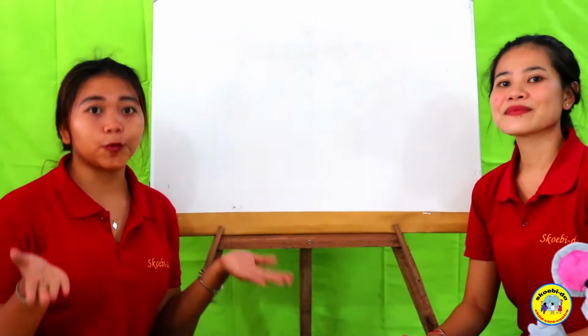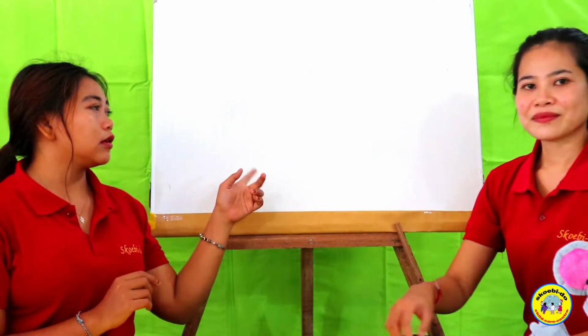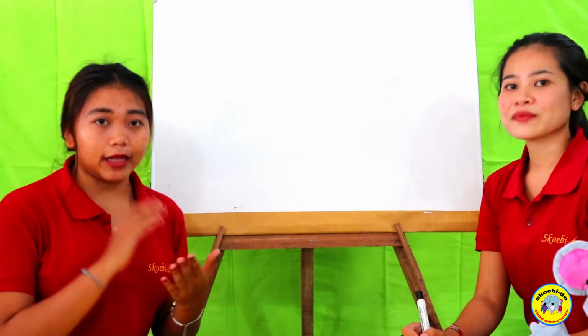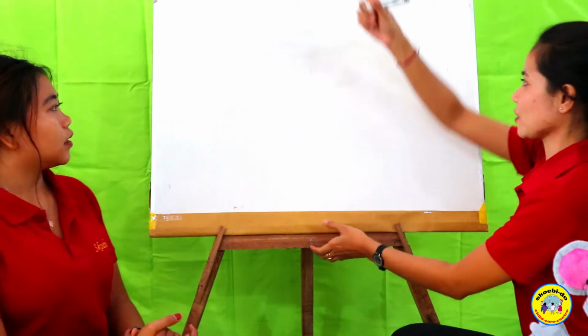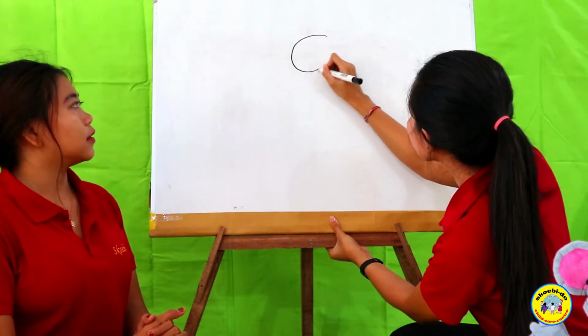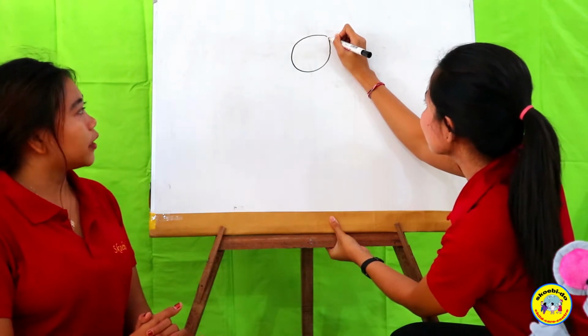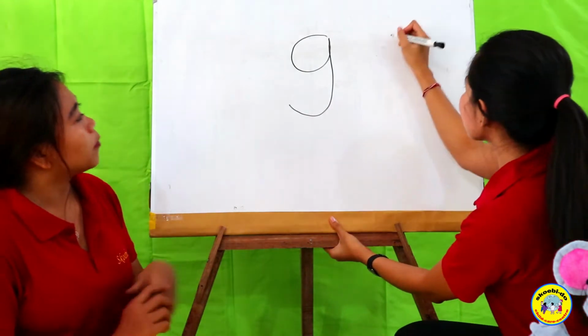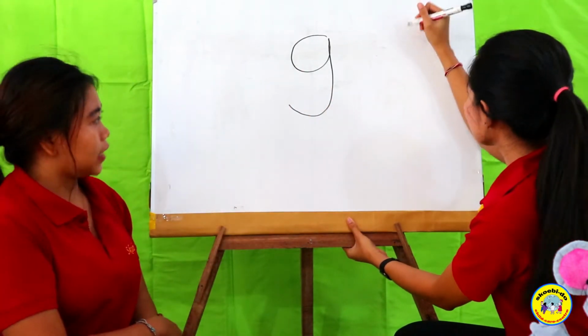Okay, now how about we try to write the letter G on the board, and Miss Tree will help you to write down the letter G on the board. And for you kids, maybe you can prepare the paper and pencil to write the letter G on your paper. So we start from the top, make a circle. Yes, and now make a straight line down and curve it at the bottom. Okay, one more time, maybe you can make a dot.